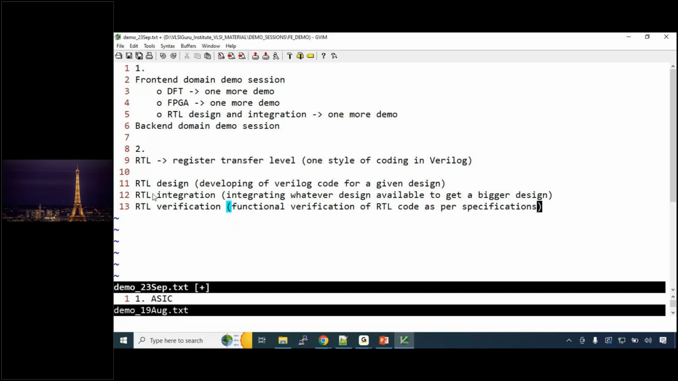So we offer, which is the second point? Please tell me which second point. RTL stands for register transfer level. That is something we'll talk about when we go to Verilog coding.